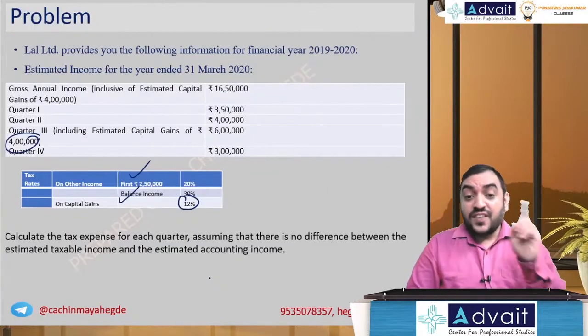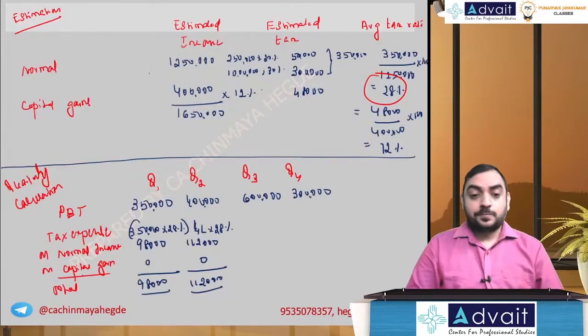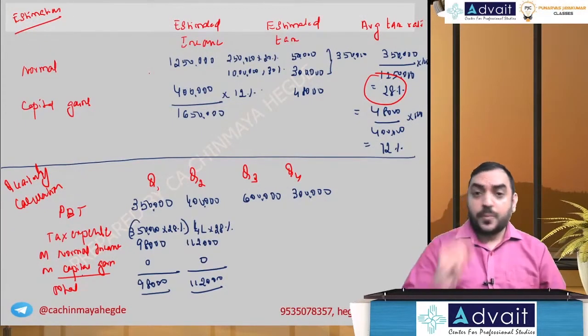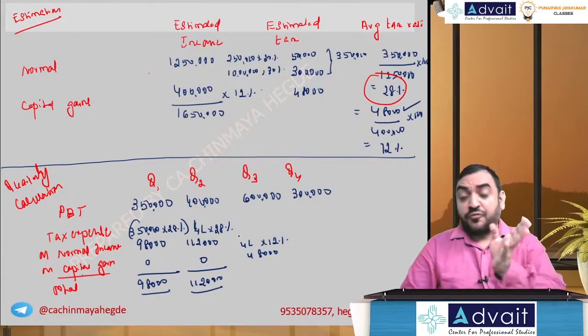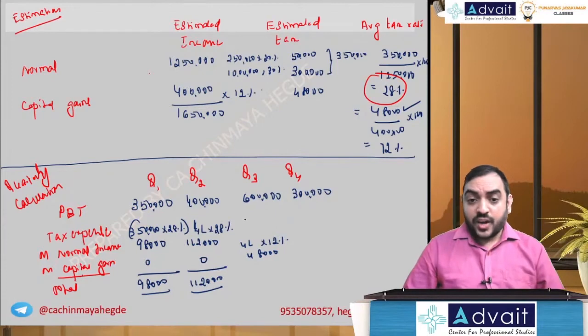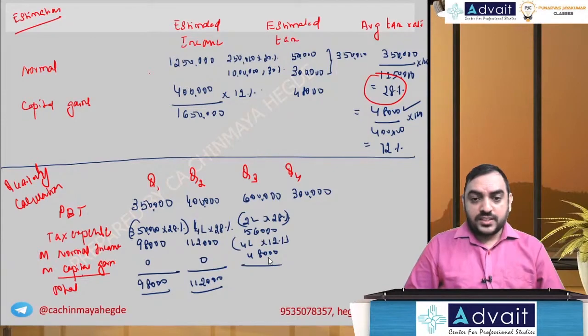Third quarter, you should be careful. You have 6 lakh income, which includes a 4 lakh capital gain. So 4 lakh capital gain, you apply 12%. Directly, you can take 48,000 actually. But if you want to calculate 4 lakh into 12%, you get 48,000. And then regular income. Regular income is how much? Out of 6 lakh, if 4 lakh is capital gain, regular income is 2 lakh. And on 2 lakh, you apply what rate? Regular effective average rate, which is 28%. 2 lakh at 28% is 56,000. So 56,000 is a regular income tax. 48,000 is capital gain tax. Total 56,000 plus 48,000 is 1,04,000.